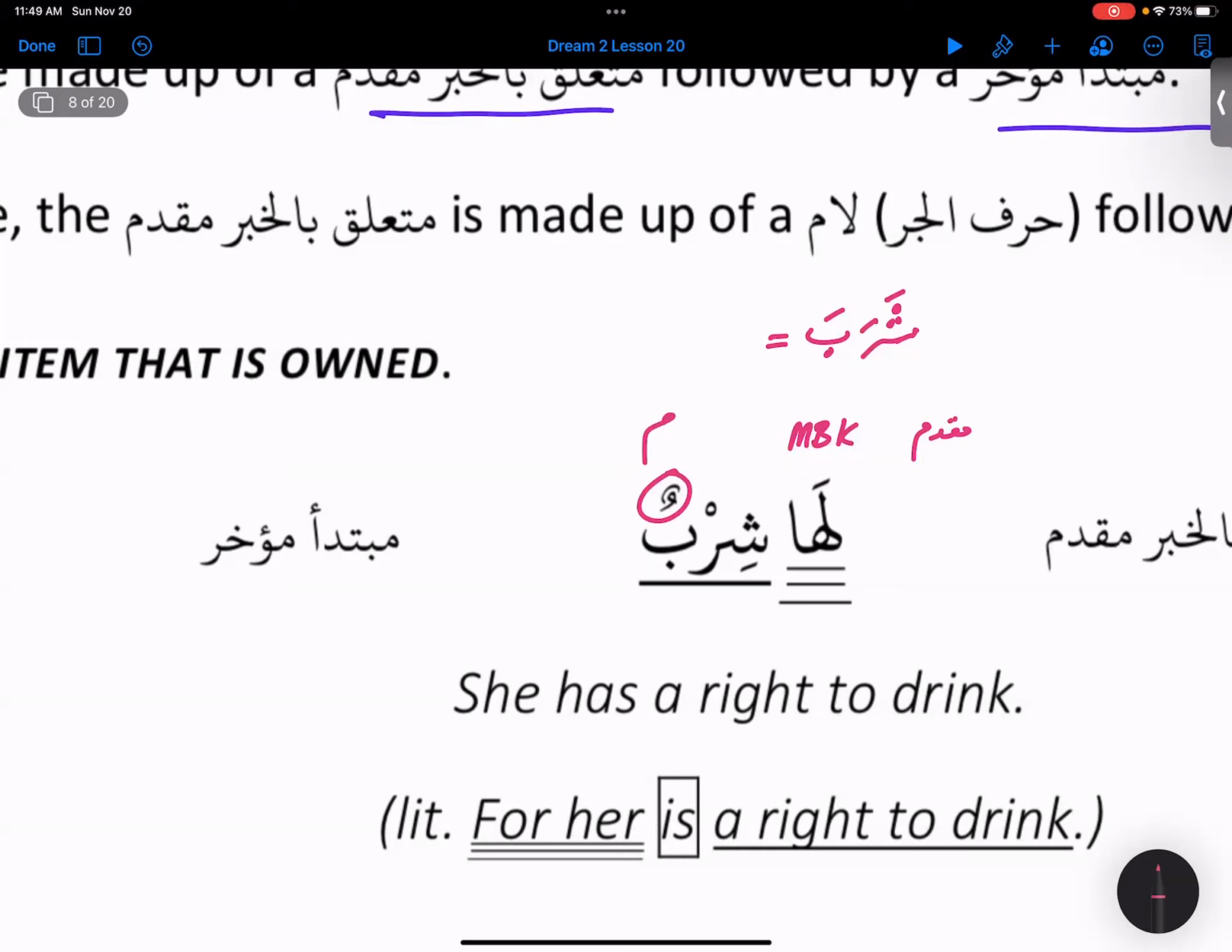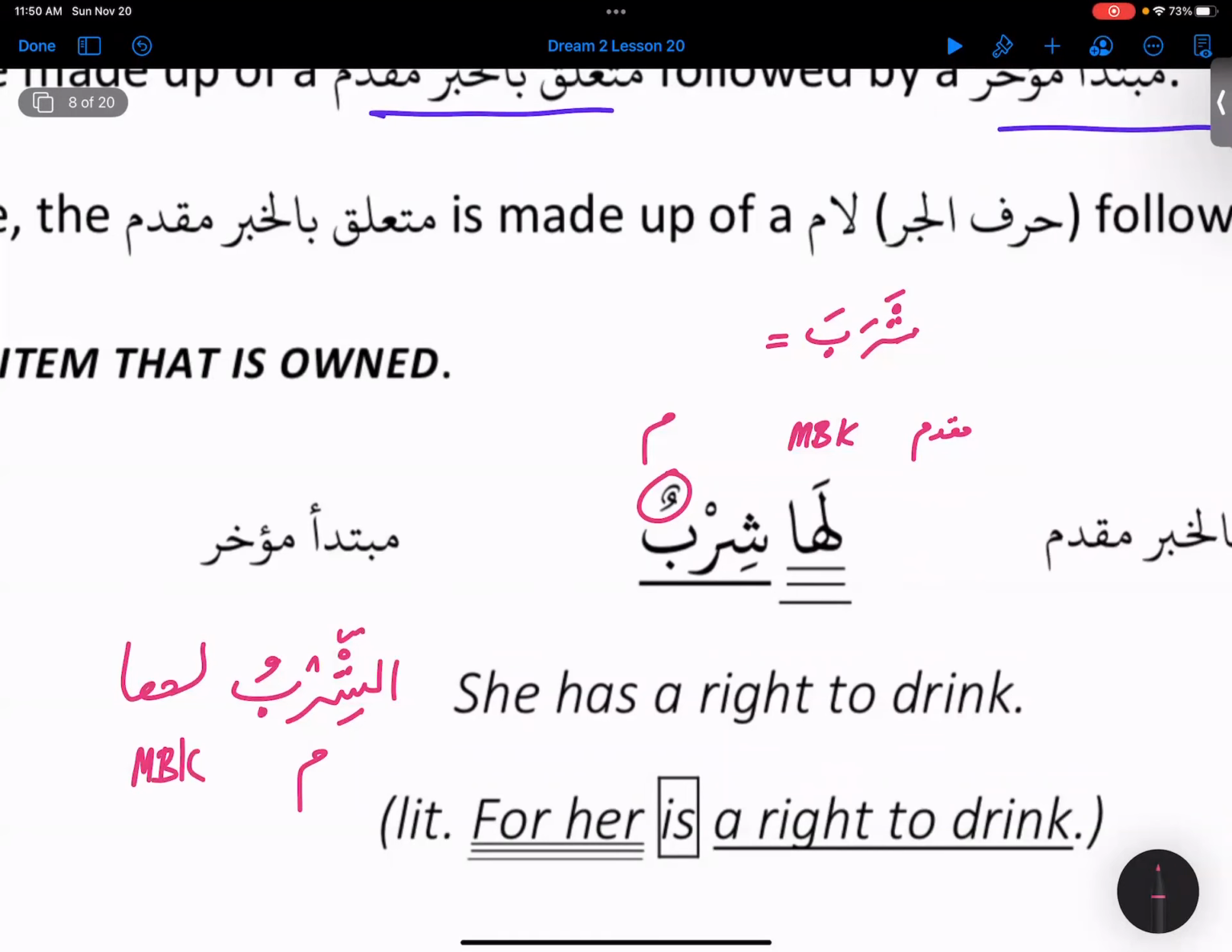Okay? If we put Shirbun before Laha, for example, how would it become? Al-Shirbu? Yes, that would be Al-Shirbu, and then Laha would become MBK. Exactly. So Ashirbu Laha, that would be a regular sentence. So this is my Mubtada: Ashirbu is Mubtada, and Laha is my MBK.